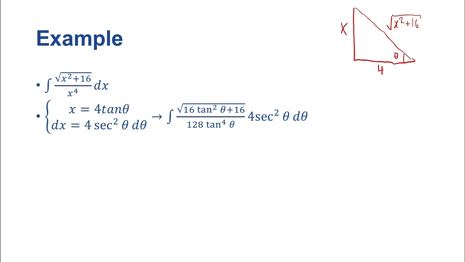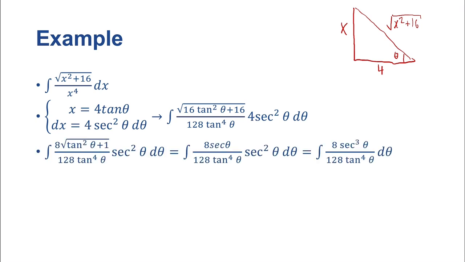Now this is going to look pretty ugly. We're going to get the integral of the square root of 16 tangent squared theta plus 16 over 128 tangent to the fourth of theta times 4 secant squared theta d theta. Now what we can do is we can just simplify, and this is going to end up fairly nice.